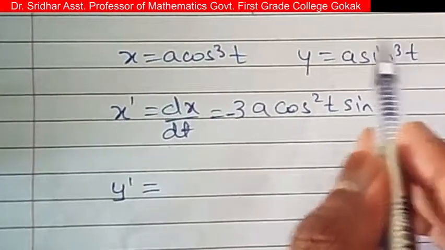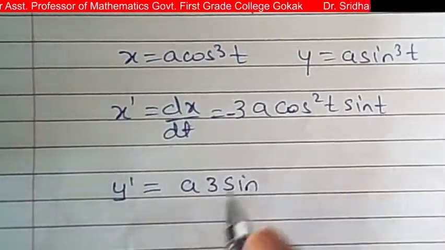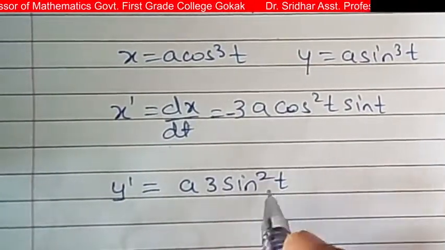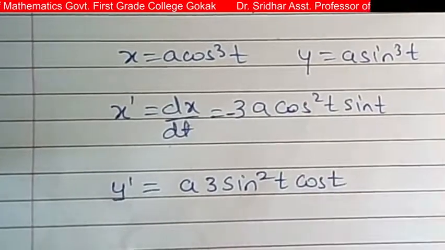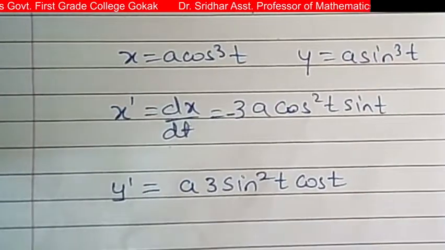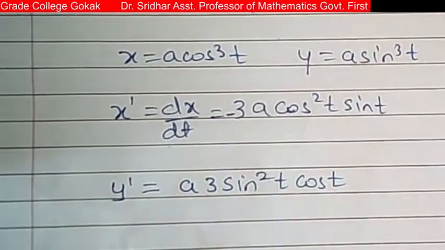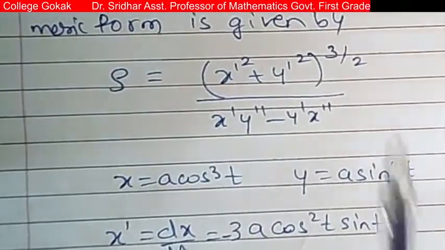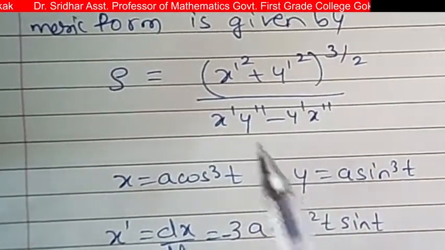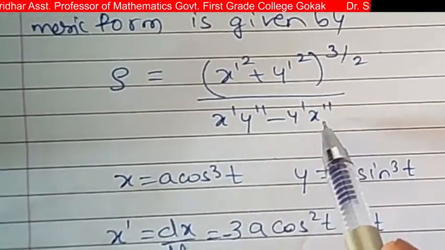Similarly we find y dash. Differentiate y with respect to t. A is constant, differentiation of sin cube t is 3 sin square t into differentiation of sin t, which is cos t. So y dash is 3a sin square t cos t. Next, see what we need in the formula. We need x dash and y dash, which we already found. Next we need y double dash and also x double dash.